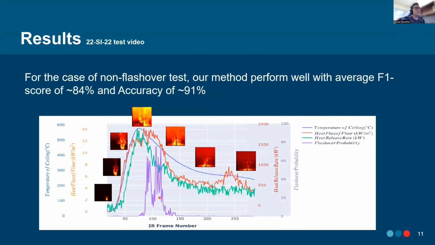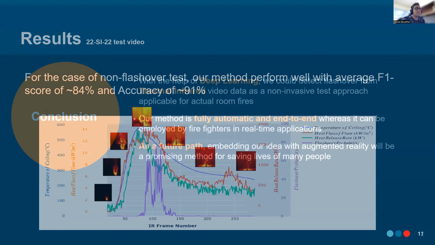At the same time, for the case where we don't have any flashover incident in the room, it shows some probability, but the amount is less than 50% or so, and it can completely detect that this room doesn't have any flashover. The accuracy of the model was an average F1 score of 84 and accuracy of 91% for just this data set.